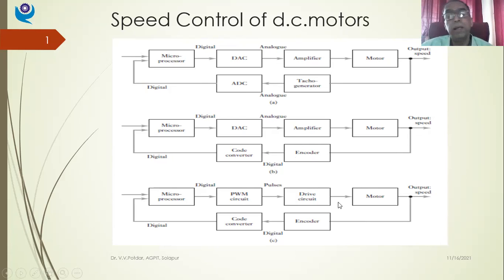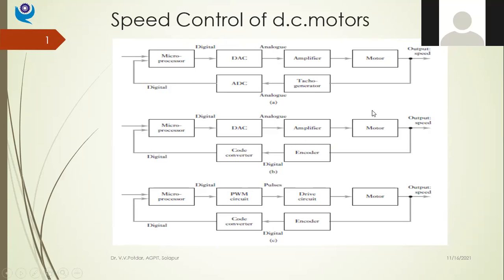This is the second type. In the third type, you have the feedback signal, that is, the sensed transduced signal, digital in nature once again, and the actuating signal is of pulsed nature. The actuating signal is given in the form of pulses. So this is the differentiating factor between these three modes of speed control.